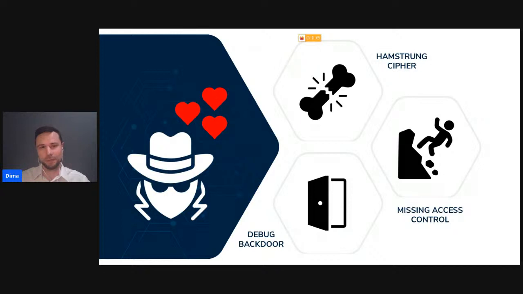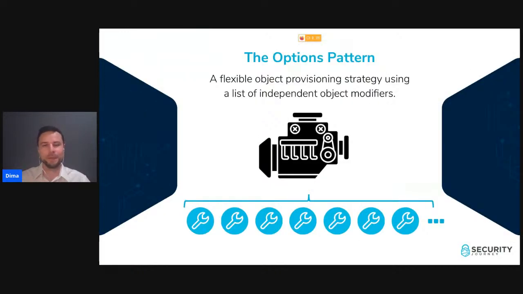So the question is, can we do anything on the engineering side? Can we make our applications resilient to misconfiguration at the very core? And the answer is, yes, we can. Enter the options pattern. So what is the options pattern? Maybe you have heard something, maybe you have heard nothing. So let me just give a definition. It's a flexible object provisioning strategy using a list of independent object modifiers.